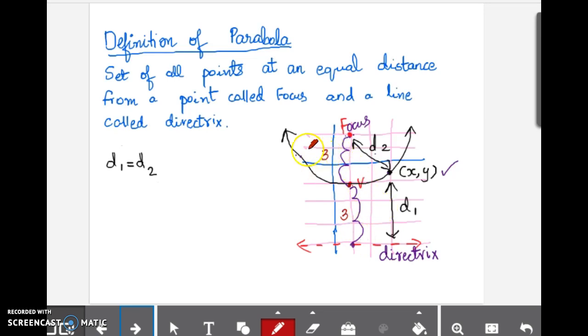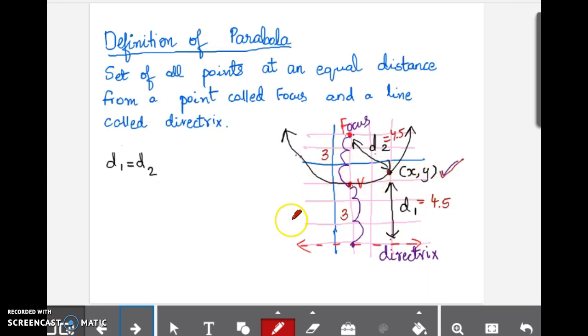Now this is true for any point on this parabola. I'm not saying that every point on the parabola is 3 blocks away from the focus and the directrix. That's not what I'm saying. For example, if I pick another point (x, y) over here, this point will be the same distance away from the focus and the same distance away from the directrix. Let's say it's 4.5. So if this distance d2 is 4.5, d1 has to be 4.5, otherwise it's not a parabola.